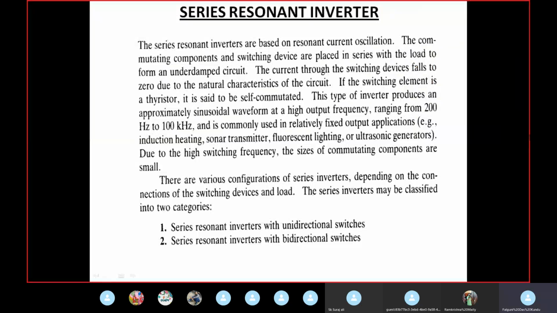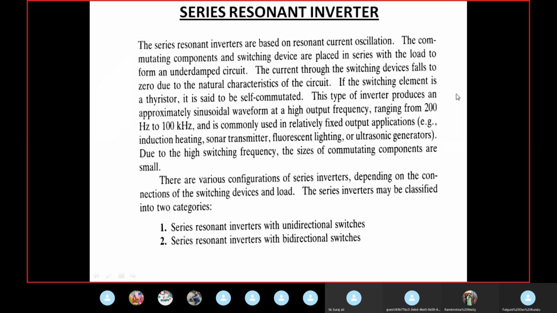So today we are going to discuss the series resonant inverters. At first we have to know what a series resonant inverter is. The series resonant inverters are based on resonant current oscillation. The commutating components and the switching device are placed in series with the load to form an underdamped circuit.